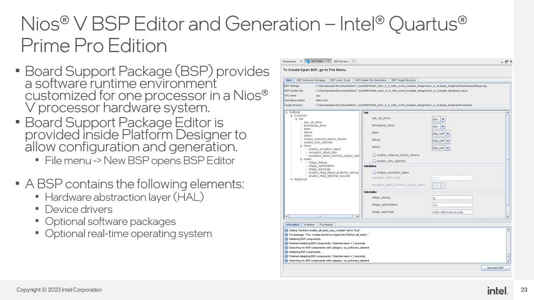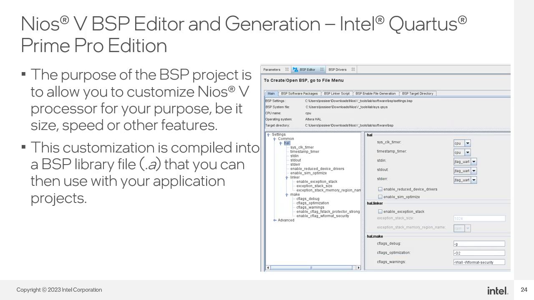You can invoke the BSP editor from Platform Designer to configure the files for the project that need to be generated. You can also do this from the Nios V command shell bundled with the Intel Quartus Prime installation. This used to be a Nios II command shell or done through Eclipse IDE. Several options for customization are available for the BSP editor.